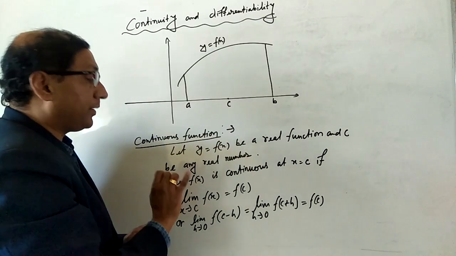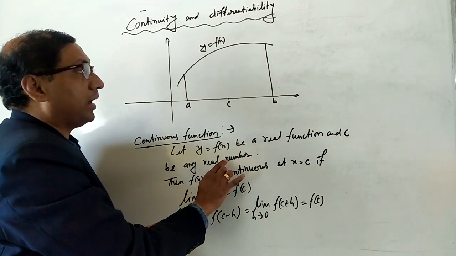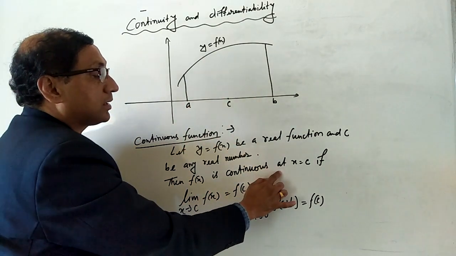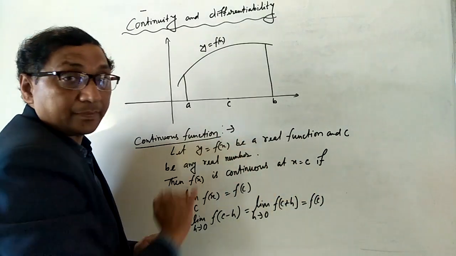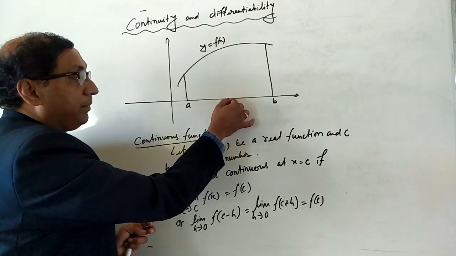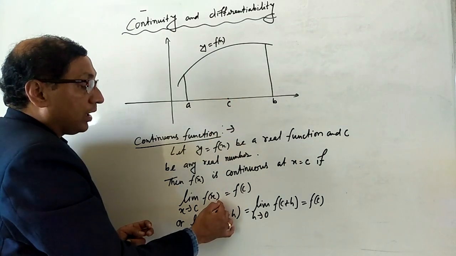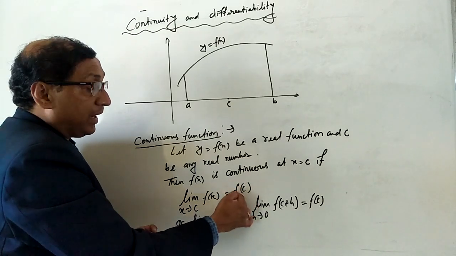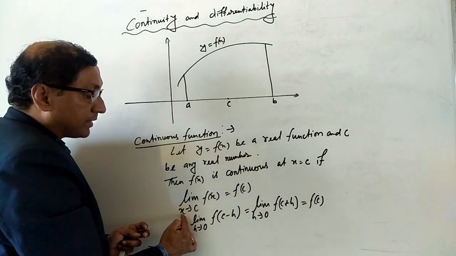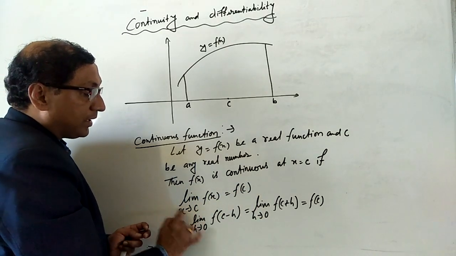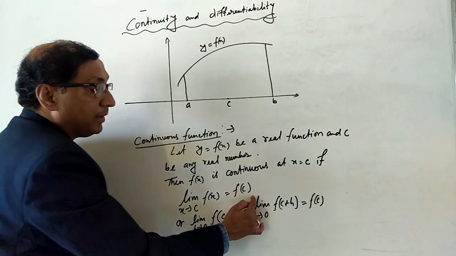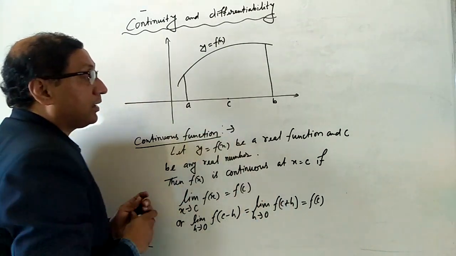Let y equals f(x) be a real function and c be any real number lying between a and b. Then f(x) is continuous at x equals c if limit x tends to c of f(x), that means the limiting value at point c, is equal to f(c). f(c) means the image of that function at point c. The left hand limit will be limit h tends to 0 of f(c minus h), and limit h tends to 0 of f(c plus h) is the right hand limit.